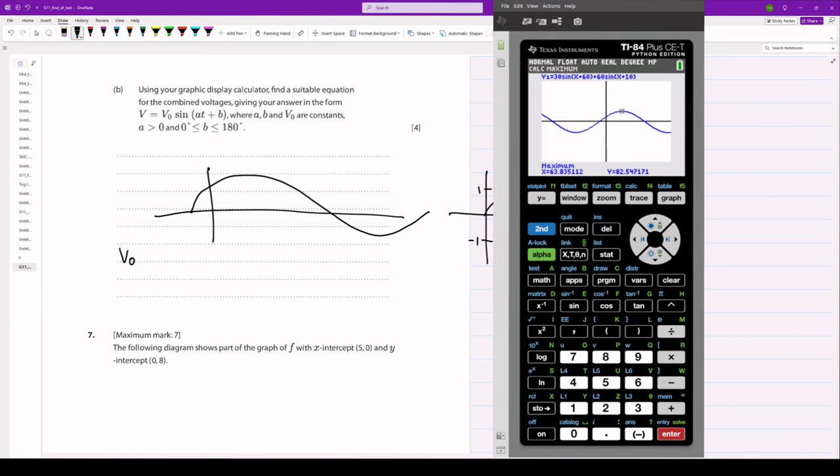So V0 should be the maximum height. That bit's going to be V0. How do I know that? That's a very good question. Because on a normal sine graph, the highest bit is 1. So at most, sine can be 1. So that means that V0 times 1, when sine is at its absolute maximum, will be this top number. So V0 is the 82.5 that we found a second ago.